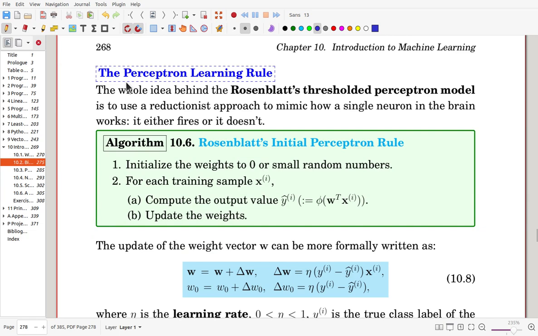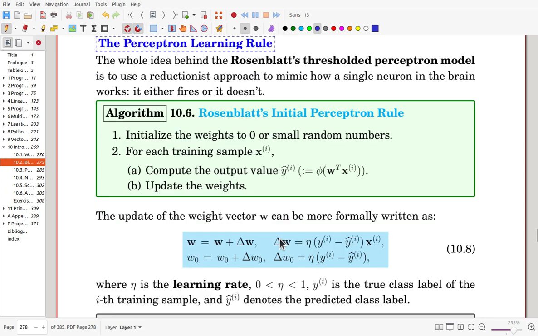Here we have the Perceptron learning rule. Rosenblatt's initial perceptron rule is given in this way. In the beginning, we initialize the weights to 0 or small random numbers. For each training sample xi, we compute the activation value, that is the predicted label value, and by using that, we update the weights. The practical update rule is here.